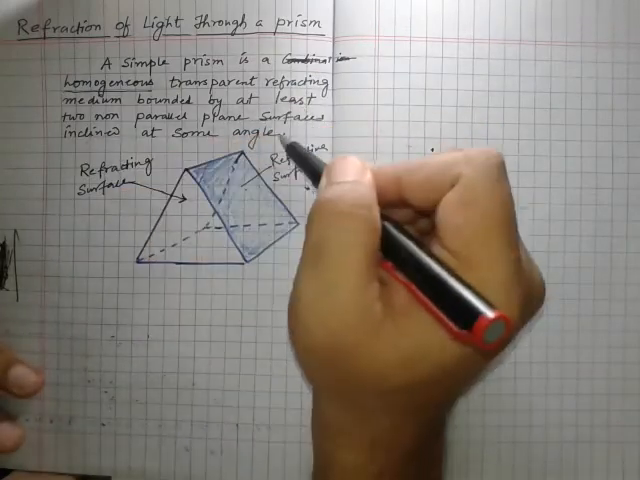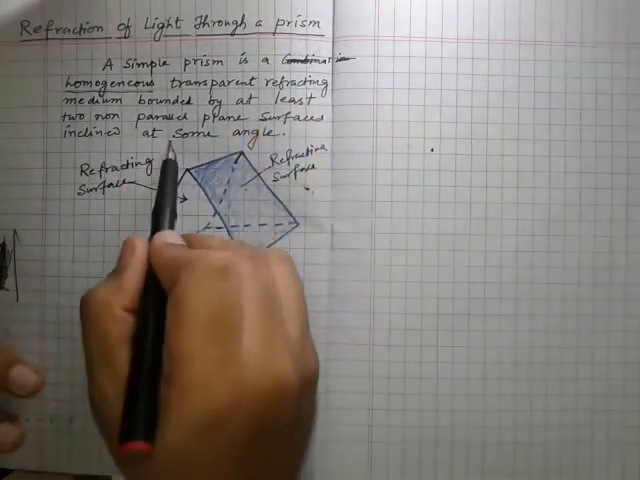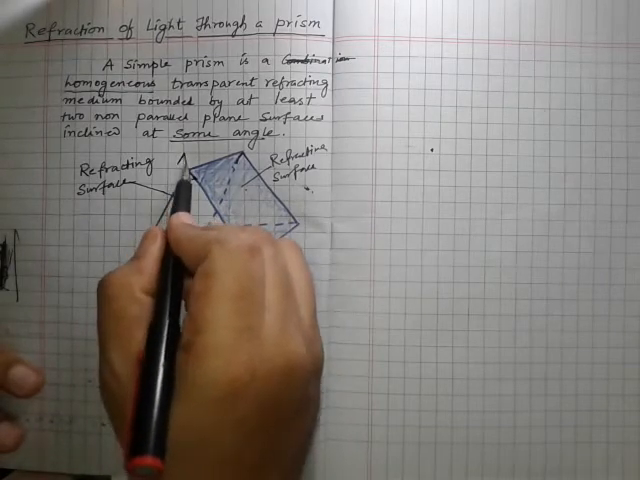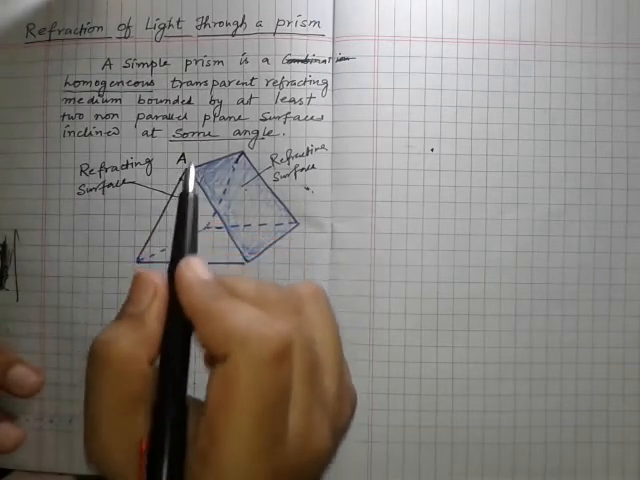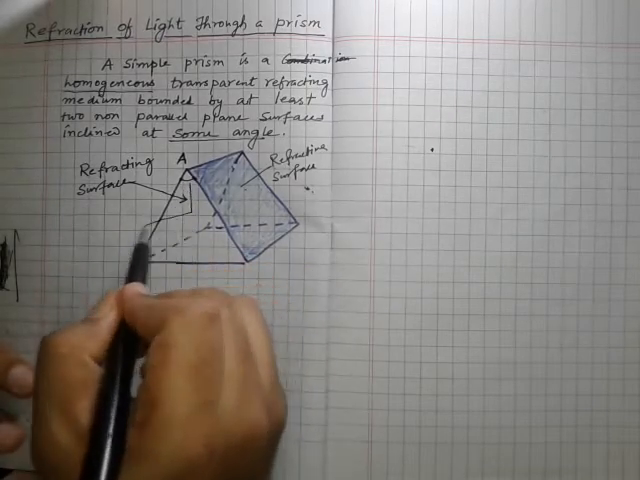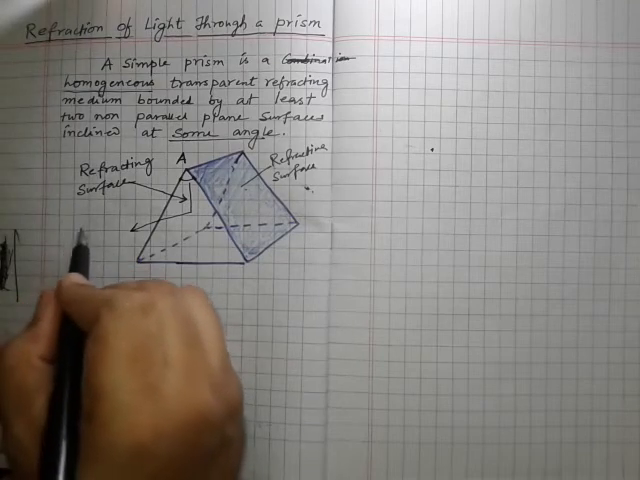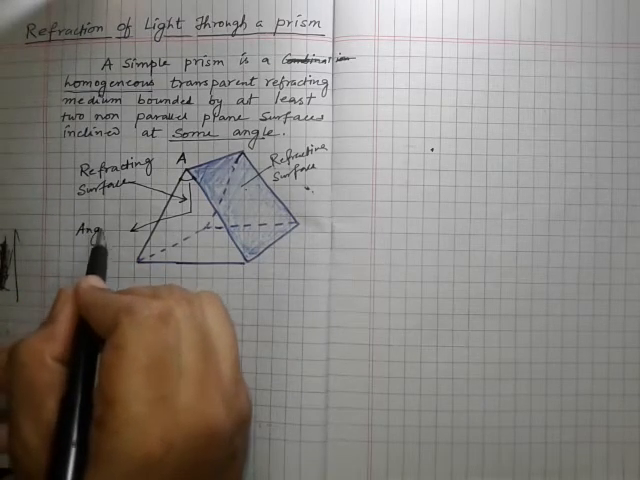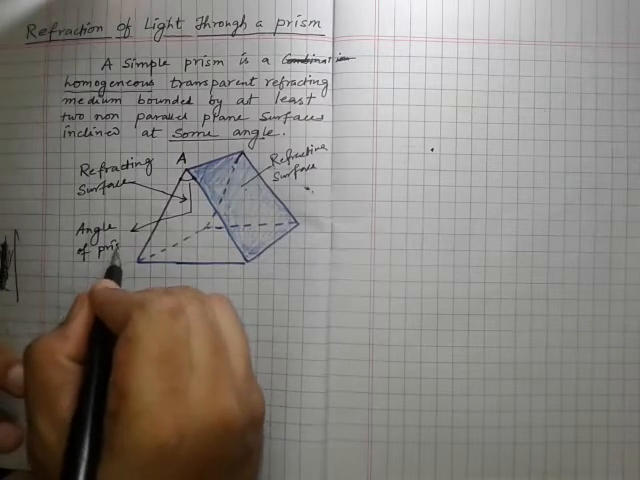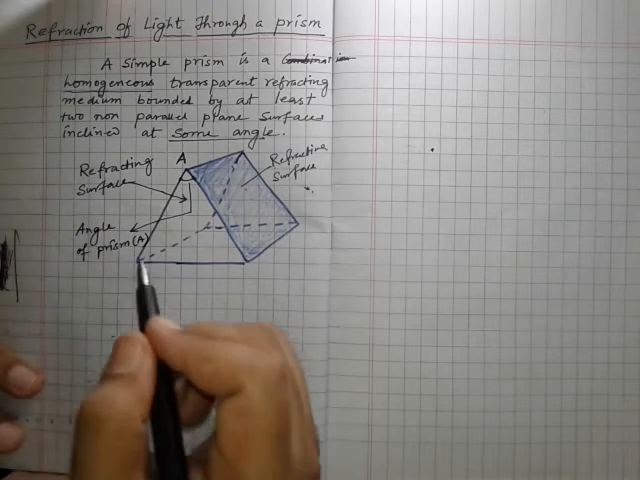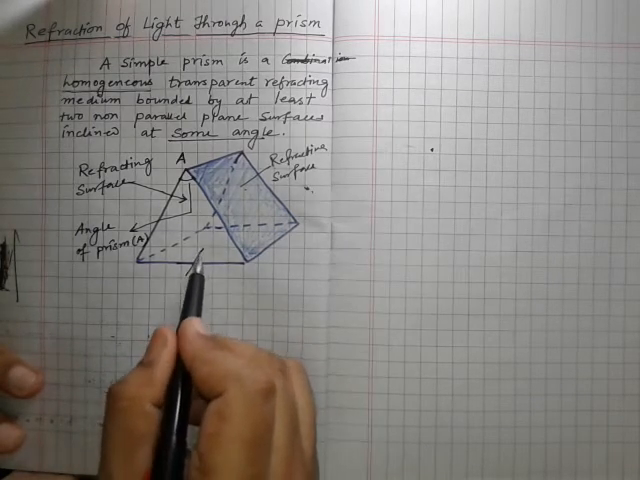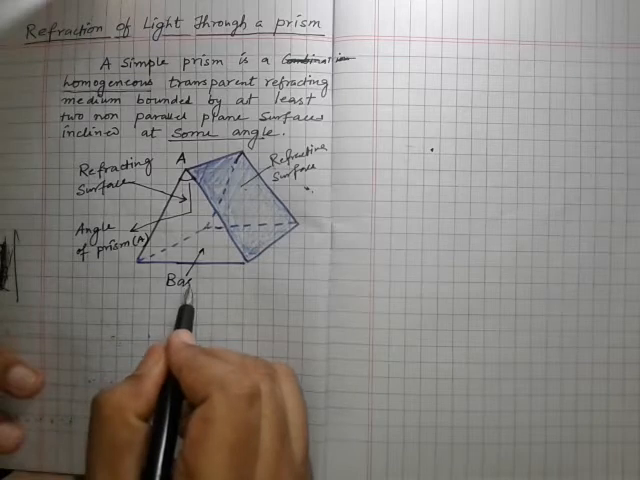Now what is given here? At least two non-parallel plane surfaces inclined at some angle. Inclined at some angle. This is the angle. This angle is denoted as A. This angle is called the angle of prism. Remember this one, angle A. This angle is called angle of prism, A. Okay. And this is called the base.